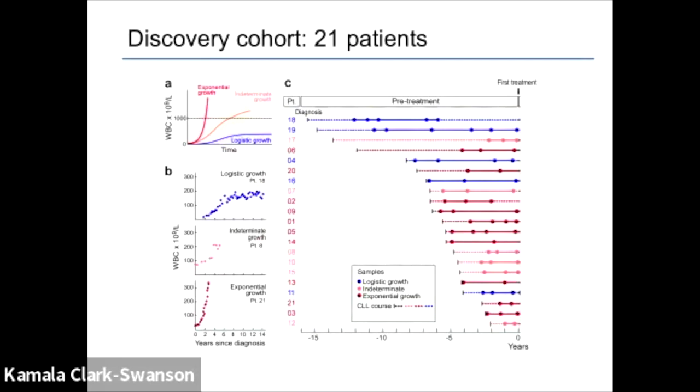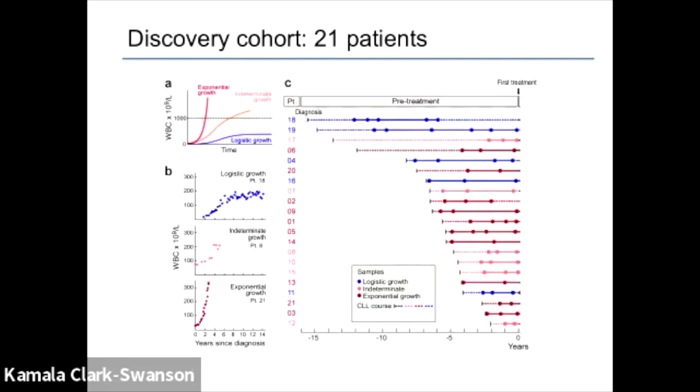And so let me go into a little bit more detail into our patients. This is the original discovery cohort that had 21 patients, and we are depicting their natural progression timeline on the right. You can see the time between diagnosis and first treatment, which was as short as 2 years in patient 12 and as long as 15 years in patient 18.